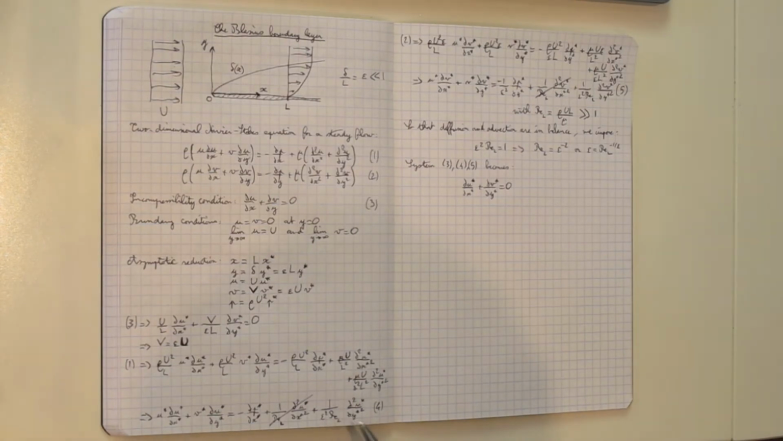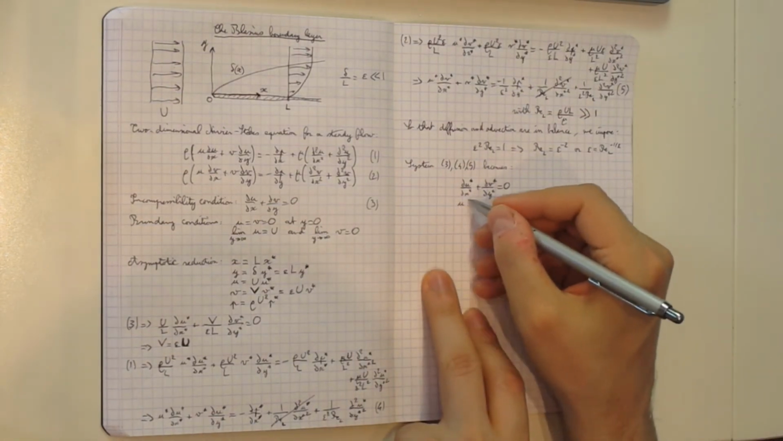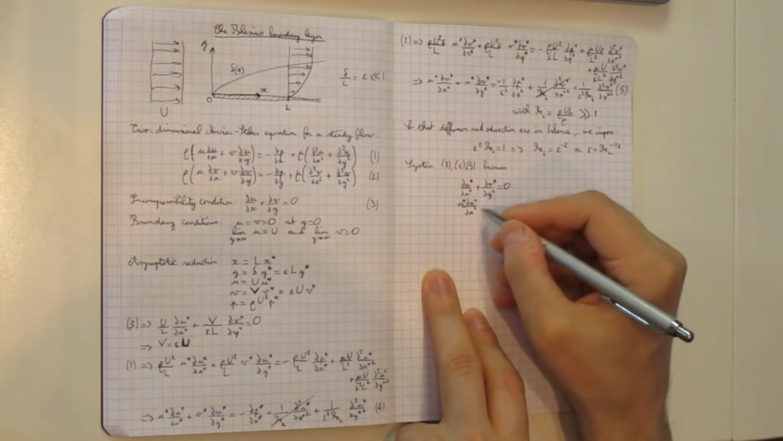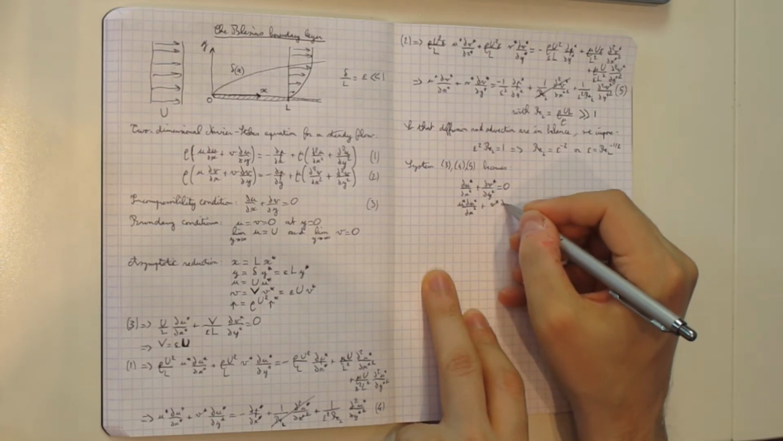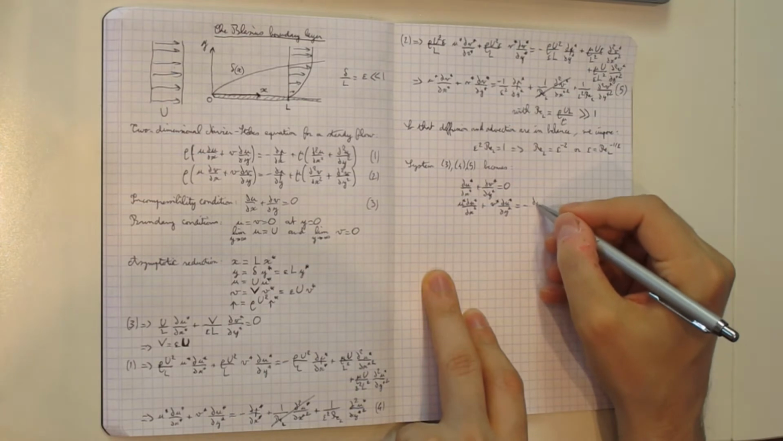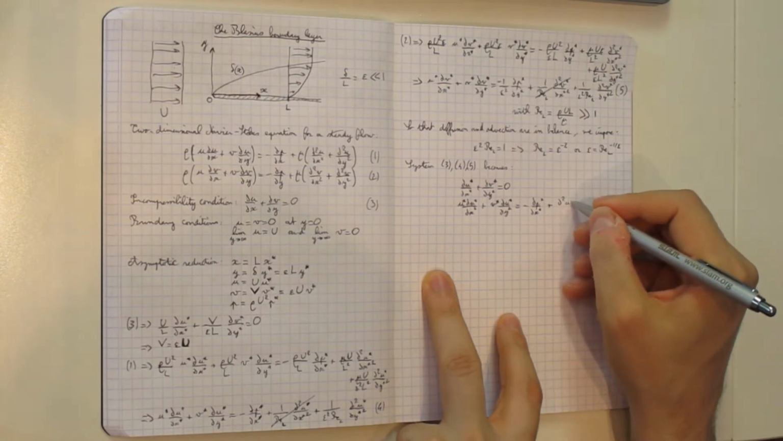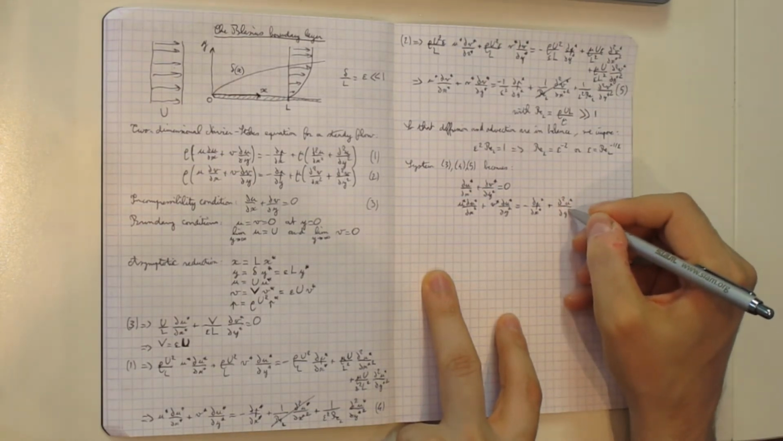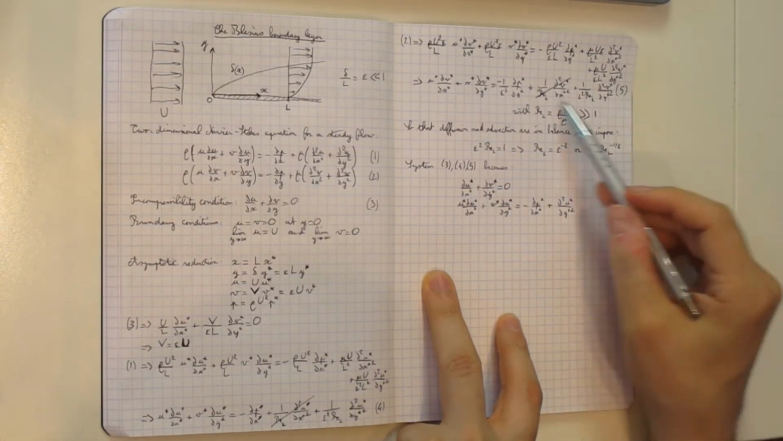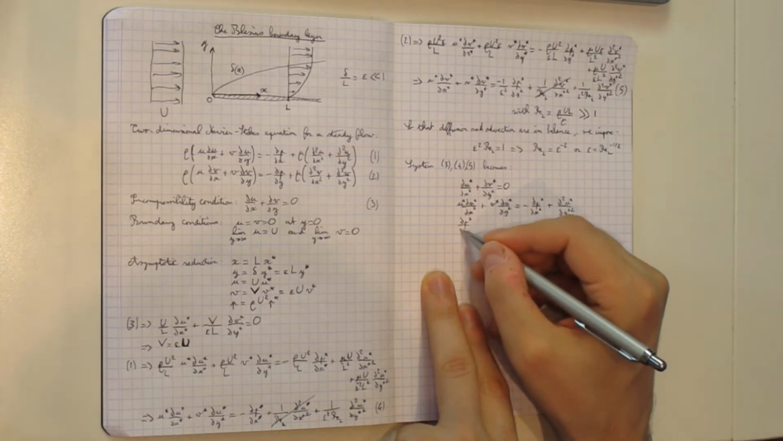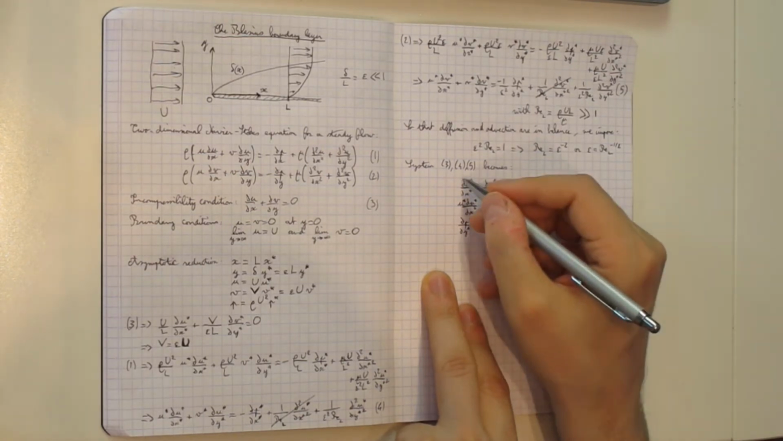4, remember this is 1 now. So 4 becomes u star du star by dx star plus v star du star by dy star equals minus dp star by dx star plus d2u star by dy star squared. And 5 just involves this dominant term, so that's dp star by dy star equals 0.